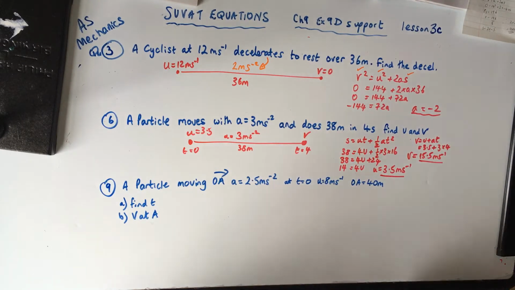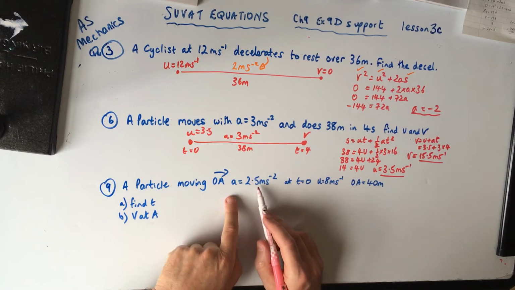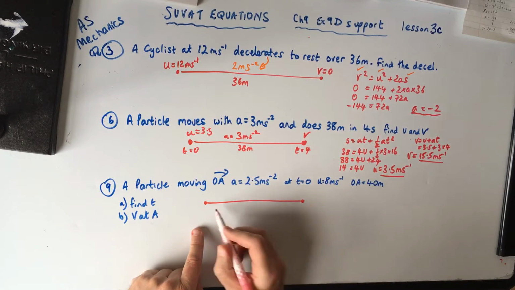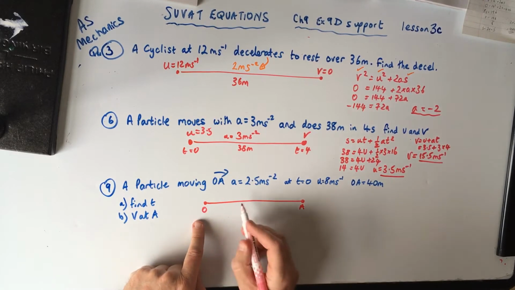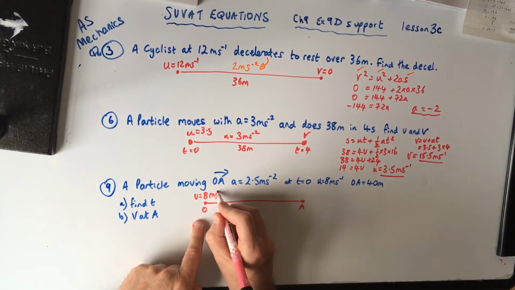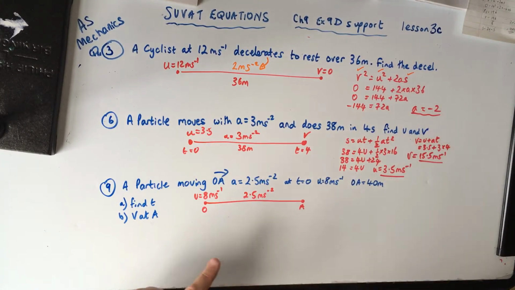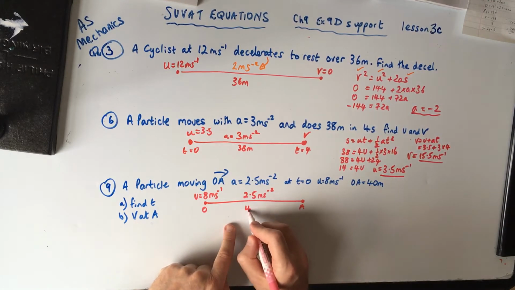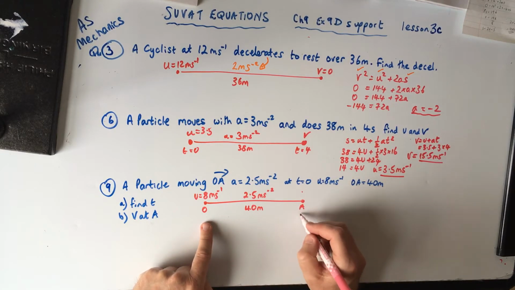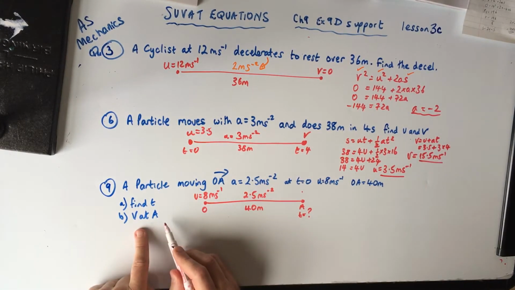Number 9, a bit more this one actually. A particle moving from O to A, acceleration is 2.5, t isn't it? Okay, so let's draw a diagram. Here we go. So O and A, t is 0 at this end here, u is equal to 8 meters per second. The acceleration is 2.5 meters per second squared. Constant. These are all constant acceleration, by the way. That is 40 meters there, and we've got to find the time that it takes to reach A, and we want the velocity at A as well.